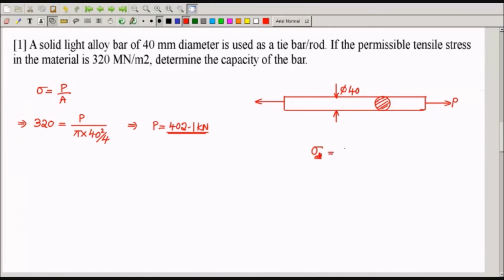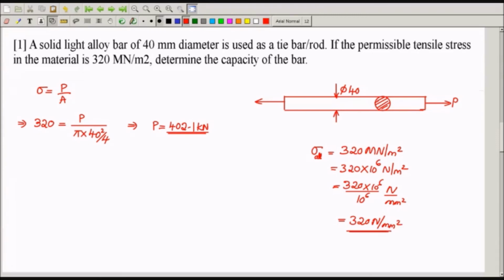Allowable stress is given as 320 meganewton per meter square, and it will be 320 into 10 power 6 Newton per meter square. It will become 320 into 10 power 6 divided by 10 power 6 Newton per mm square. So it becomes 320 Newton per mm square. So when it is given in meganewton per meter square, you just use it as it is, because 1 meganewton per meter square is equal to 1 Newton per mm square.